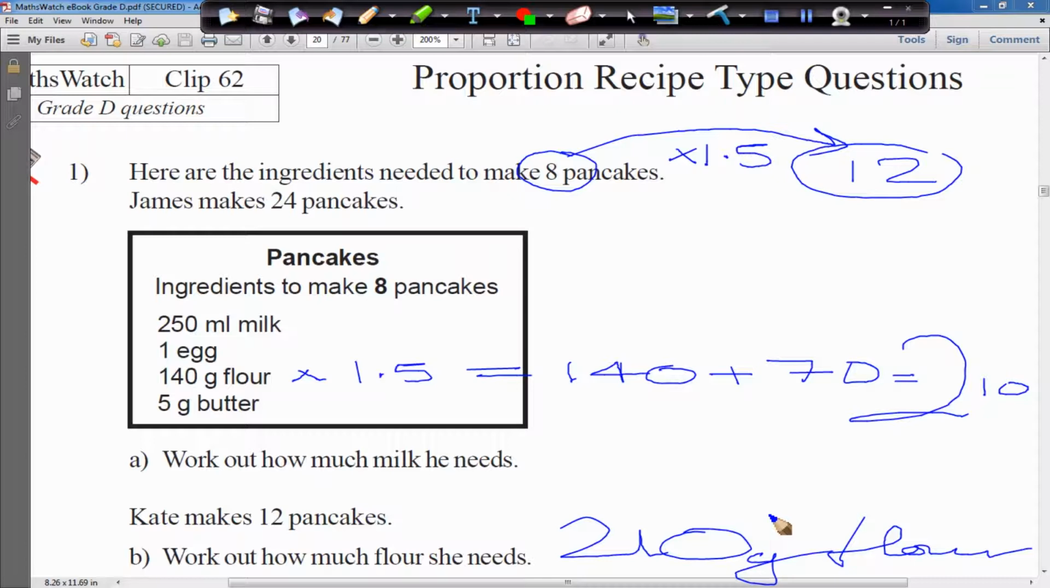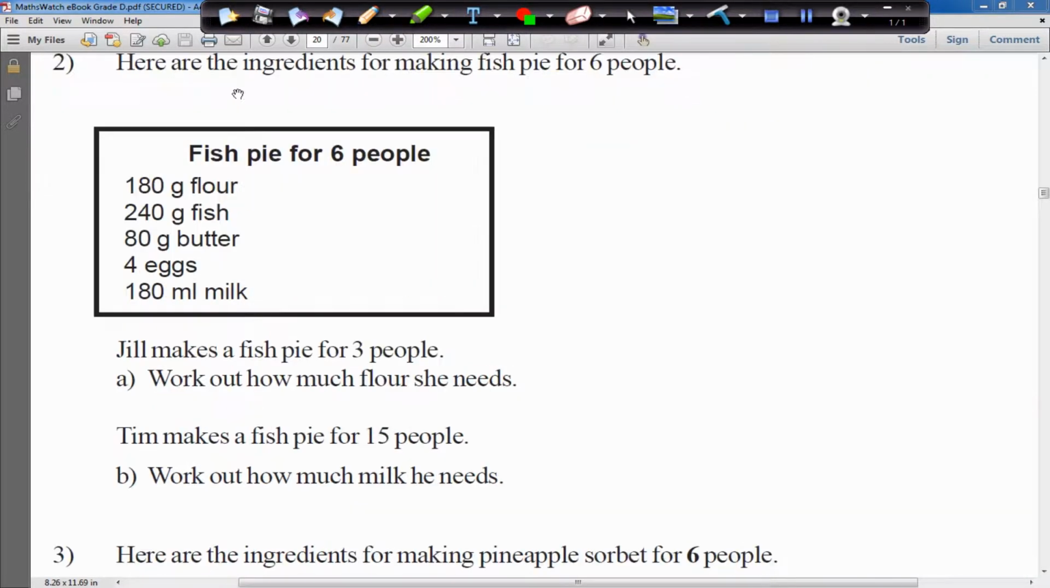Okay, right. I want you to have a go at question number 2 and 3, please, while I pause. Okay, question number 2. Here are the ingredients for making fish pie for 6 people. He wants to make it for 3 people. So from 6 to 3. What do we do this time? We're halving the number of people, so we halve the number of ingredients. Now, work out how much flour she needs. So the flour was originally 240. Okay, for question number 2A.